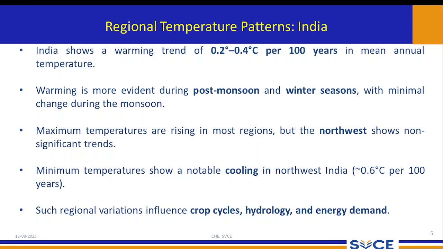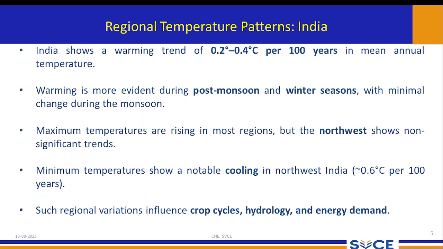Maximum temperatures are rising in most regions, but the northwest shows non-significant trends. So in India, not all parts have an increase in temperature. Certain parts show non-significant trends. Minimum temperature, especially in the northwest, shows notable cooling in northwest India, that is 0.6 degrees per 100 years. Okay, notable cooling in northwest India. In the previous statement, the northwest shows non-significant trends, but the minimum temperature they have shown is 0.6 degrees, which is found to be non-significant.